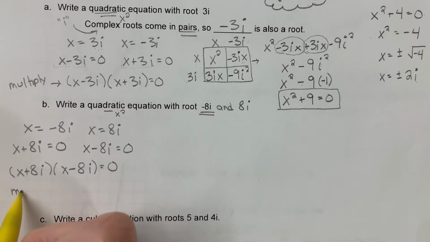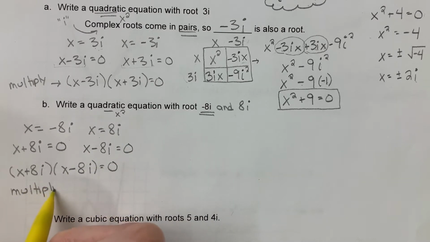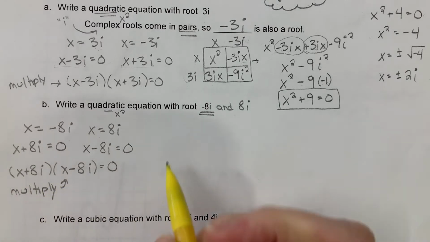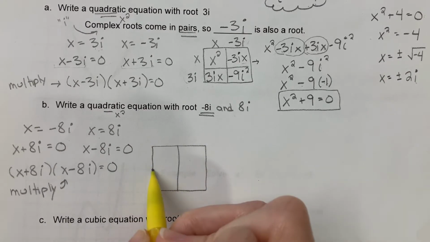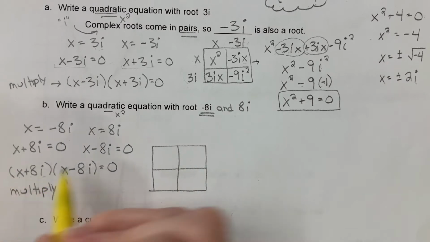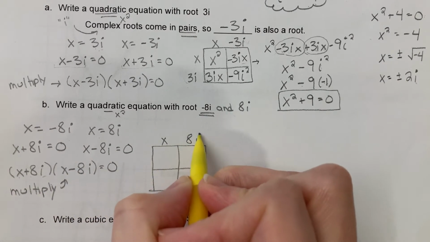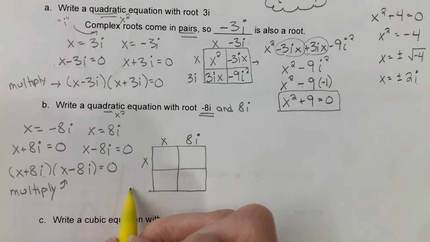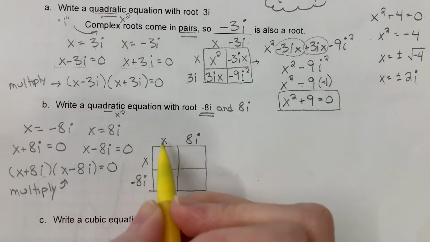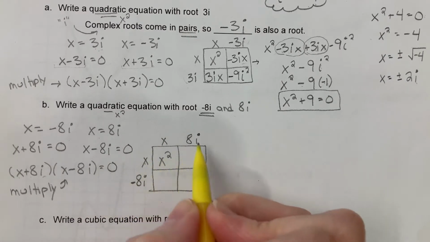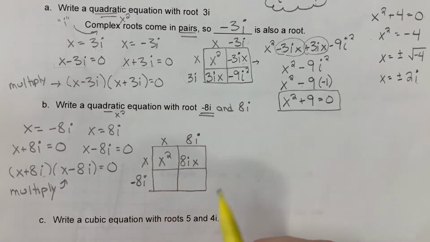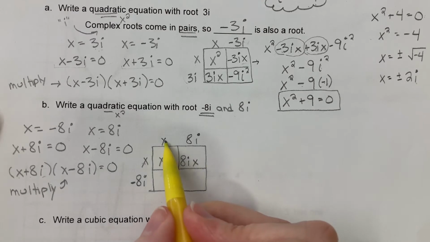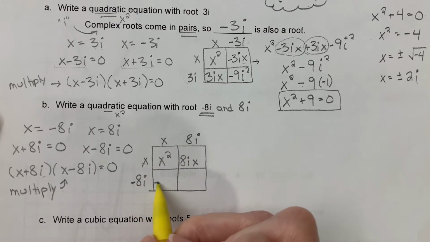And now I actually want to do the multiply. So I'm going to do my box right here. And I am multiplying x plus 8i and x minus 8i. x times x, x squared. 8i times x, 8ix. Just write them all together. x times negative 8i, negative 8ix.